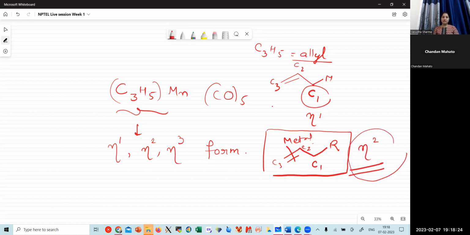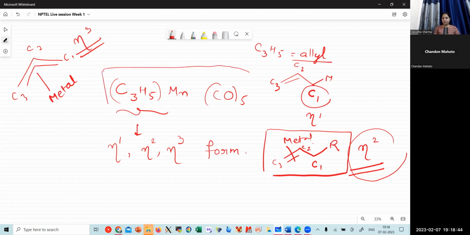Hapticity becomes eta 2. Now if I have a third example where C1, C2, C3, all three are coordinating with your metal, then it will be a hapticity 3. So this allyl, one single allyl ligand can coordinate with a metal center in three different fashions, eta 1, eta 2, or eta 3. Now the question is that this is the complex which is being given, and you need to find out in what fashion it is actually connecting with your Mn.